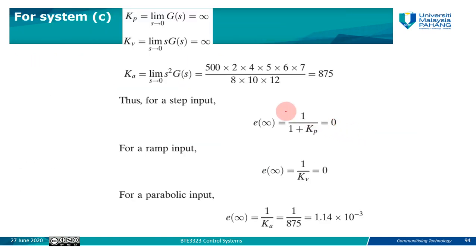And this one is for the third system, which is type 2. Also the same, we have Kp equal to infinity. If Kp equals infinity, that means your error will be equal to 0. If Kv equals infinity, that means your error equals 0. If Ka equals a value here, which is 875, your error will be a constant, or finite value. So for the three different inputs and three different constants, we got three different steady state errors for this system: 0, 0, and a constant number, which is 1.14.